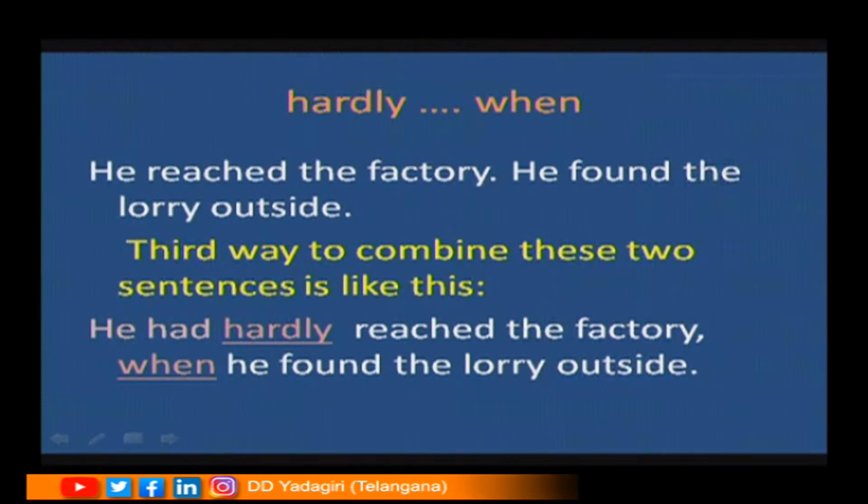Third way to combine these two sentences is like this. He had hardly reached the factory when he found the lorry outside. It is the same way as you have done in the second method. That is, you just keep had, hardly after the noun or the pronoun in the first sentence. So, shall we read the sentence, children? He had hardly reached the factory when he found the lorry outside.